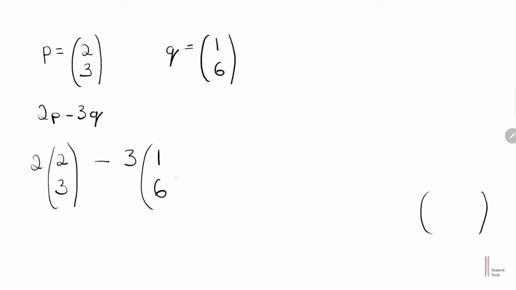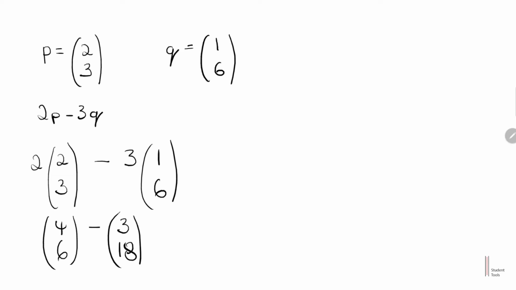1, 6. So 2 multiplied by 2, that is a 4. And then 2 multiplied by a 3, that is a 6. So we have this. Now we have to subtract this. 3 multiplied by a 1, that is a 3. 3 multiplied by a 6, that is an 18. Okay, now we have to subtract here.